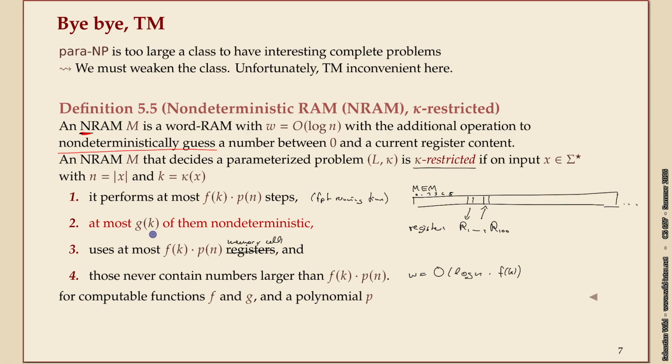So how does this compare to Turing machines and FPT running time? Especially if you compare it to para-NP.